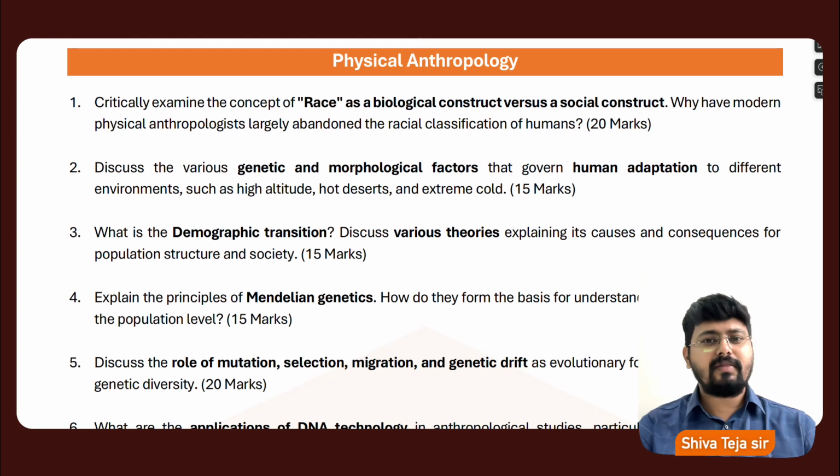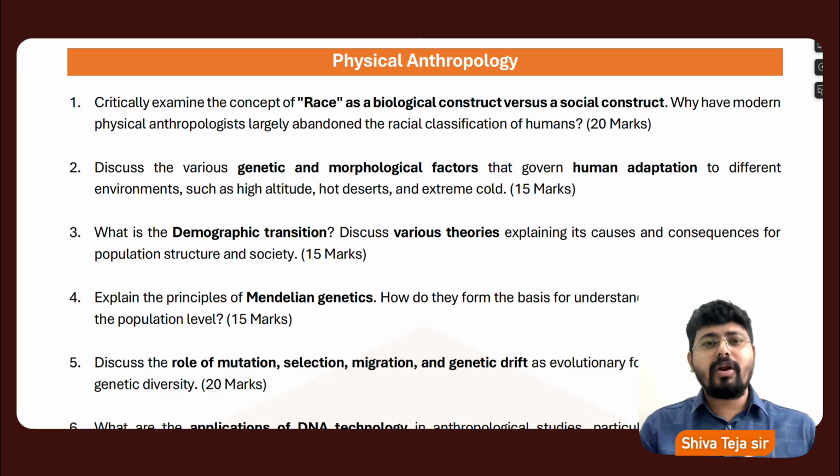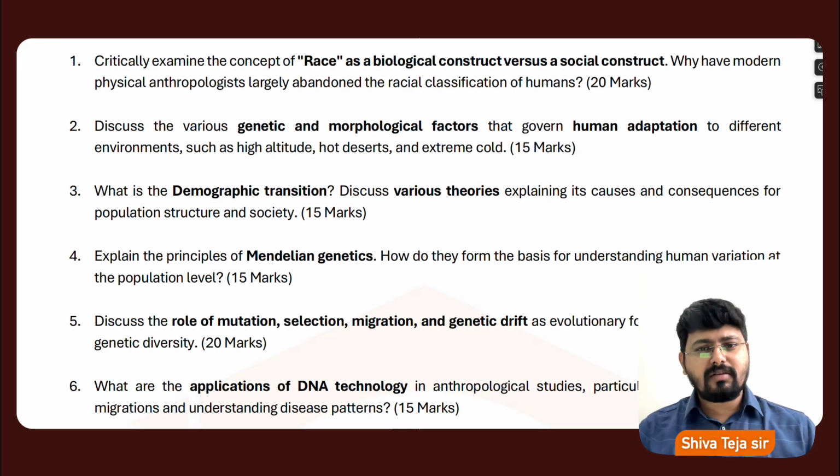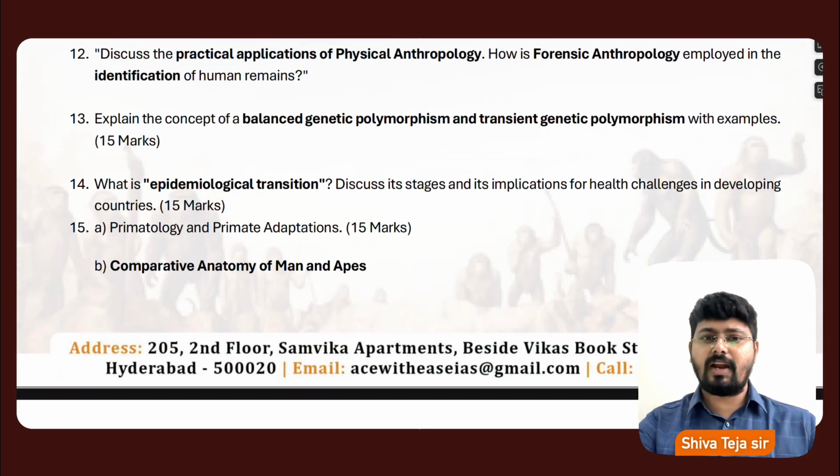If you can see here, race: whether it's a biological construct or a social construct, and why people have abandoned the concept of race or racial classification in modern days. Why is it so? Try to understand this on each topic, and frame a good introduction, body and conclusion. Once you're ready with this, you'll be in a comfortable position. Around 15 to 20 questions I have provided on physical anthropology.